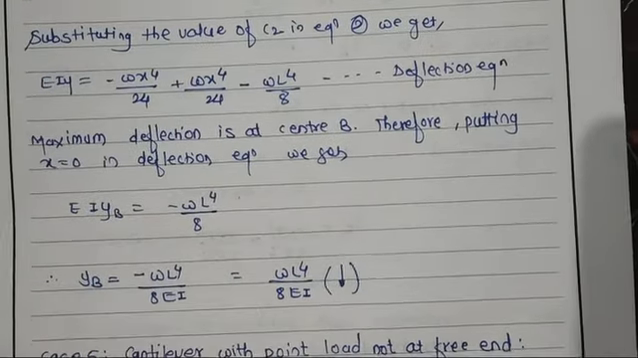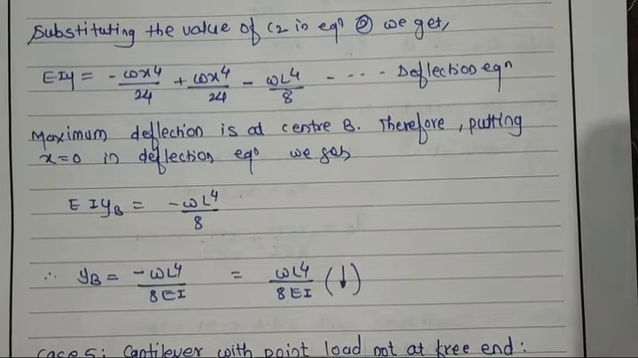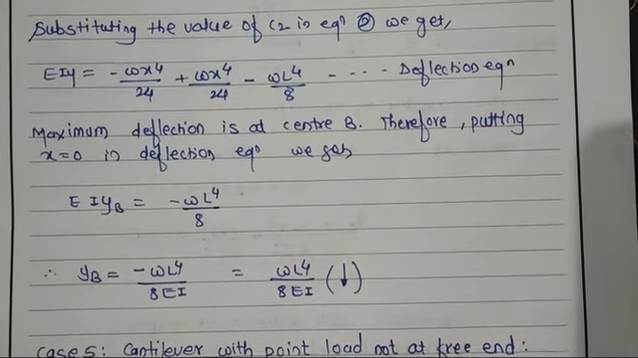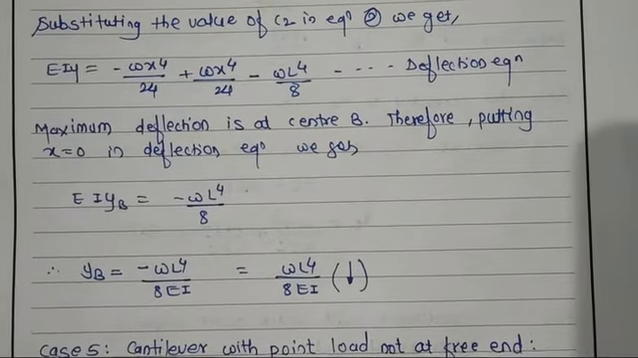This is a cantilever beam with UDL on the entire span. We get the maximum slope and maximum deflection. Thank you.